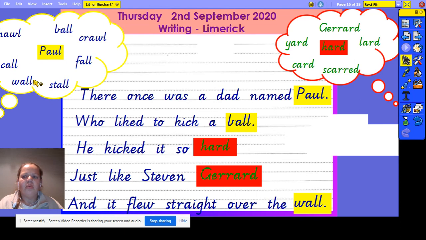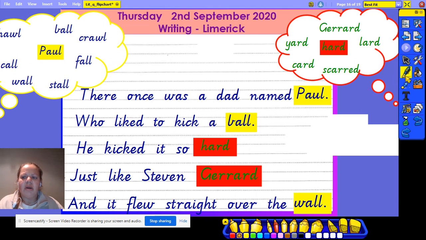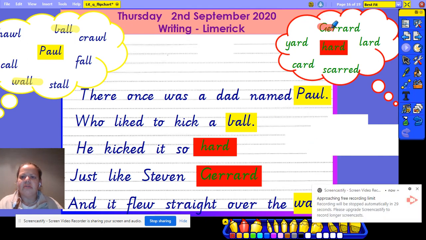So I chose my word here. So even though I made a rhyming string with lots of all words, I only used 3 of those words. I used Paul, ball, and wall. And in this one, I used hard and Gerard. Okay, so there we go.